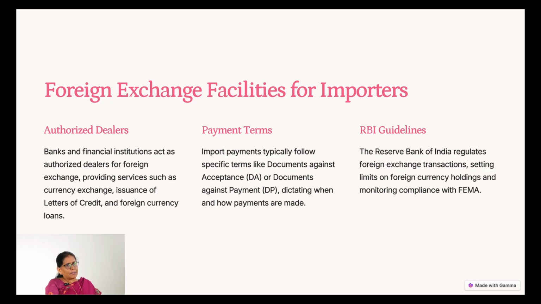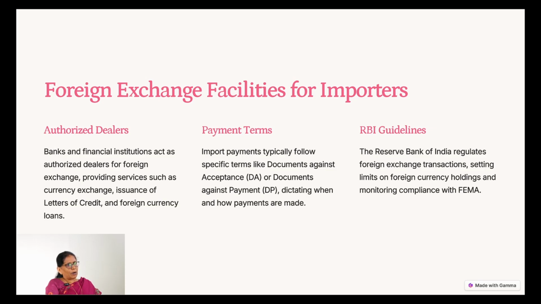Importers can also benefit from foreign currency loans, which help them finance import transactions without immediately converting large amounts of Indian rupees into foreign currency. Through instruments like buyer's credit and supplier's credit, AD banks facilitate loans from overseas financial institutions. These loans allow importers to defer payments to foreign suppliers, offering more flexible repayment options and favorable interest rates.